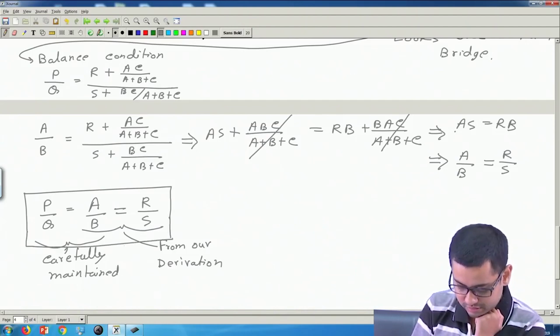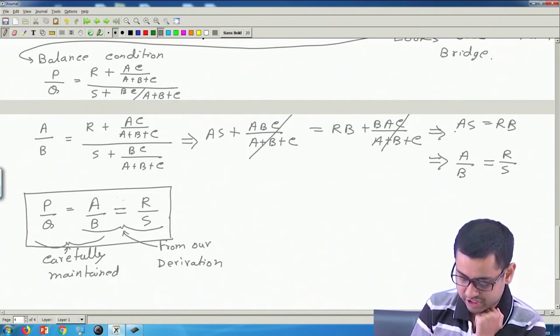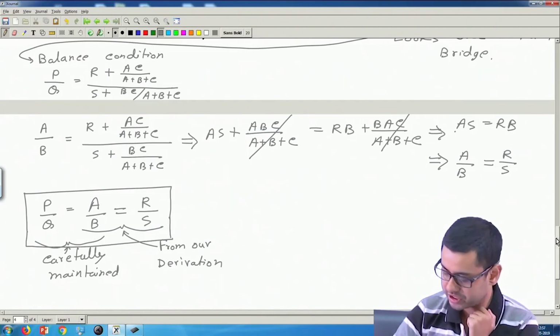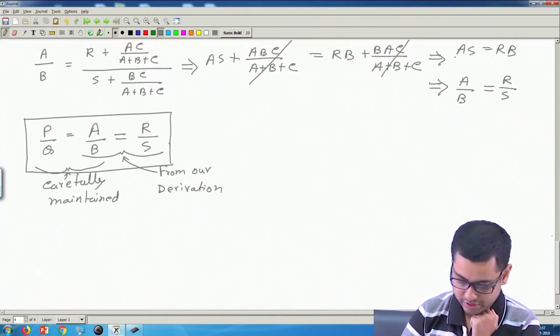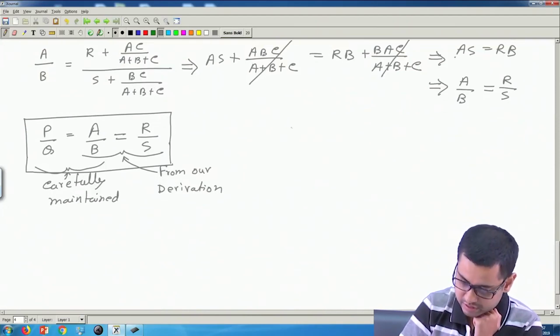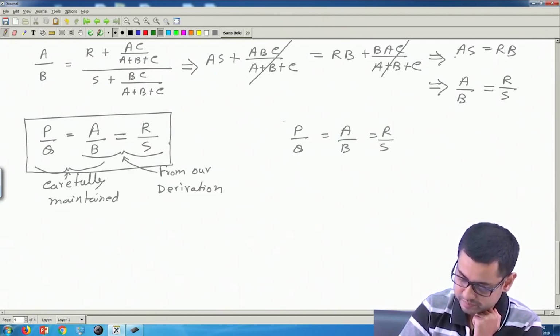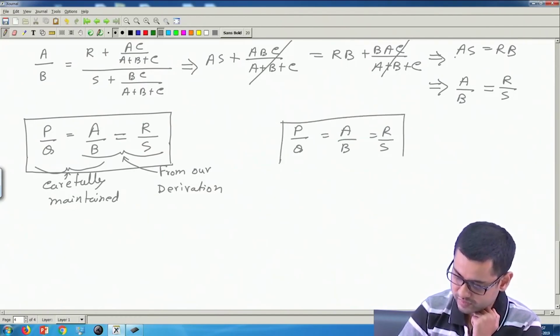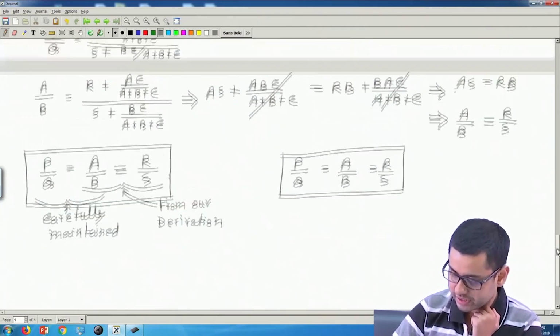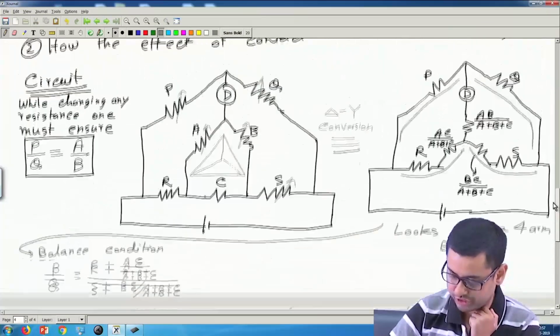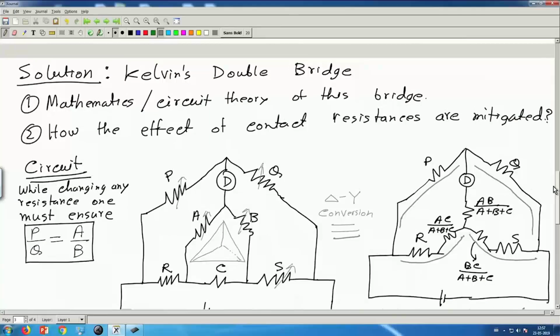for this particular bridge, Kelvin's double bridge. Okay. So let me write once again, P by Q is equal to A by B is equal to R by S for Kelvin's double bridge. So this is the essential circuit theory of this bridge.